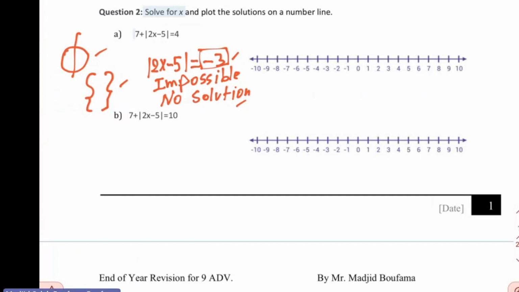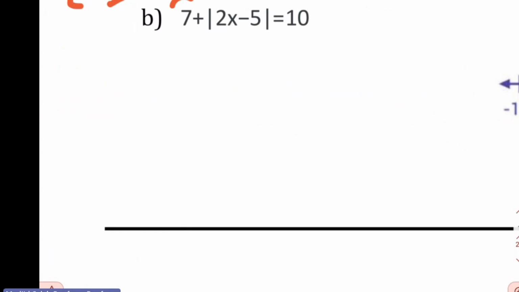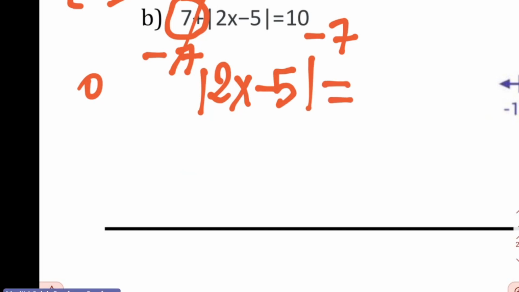Now, the second equation. In the second equation, we do the same. We have plus 7 here. We do minus 7, subtract 7 from each side. 7 minus 7 cancel each other. They give you 0. And you are left with the absolute value 2x minus 5 equals 10 minus 7 is 3.